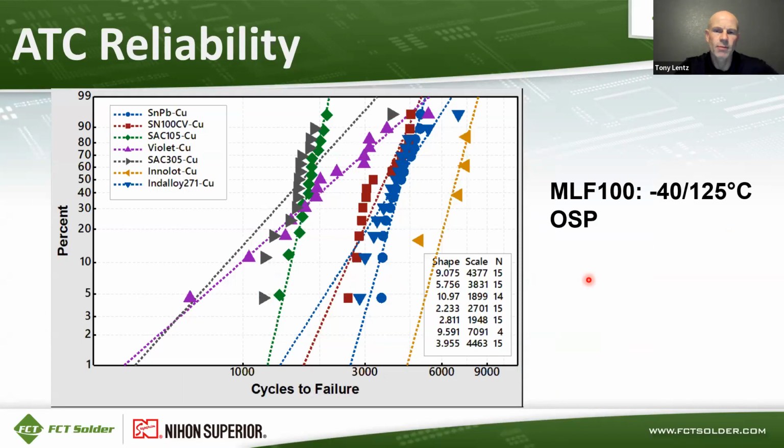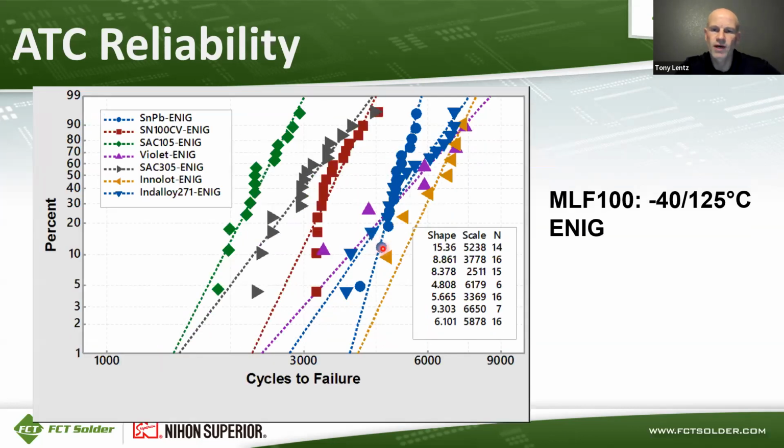Here is the data for the MLF 100 from a -40 to 125 C temperature range on the OSP surface finish. And you can see the characteristic life of these golden triangles is the highest, and that happens to be Inolot. And then below that are the blue circles and the blue triangles, which are tin lead. So tin lead came in below Inolot, and then everything else was below tin lead. Indalloy 271 was close to that, as well as S100CV. Those are the red squares. So S100CV was pretty close in life to tin lead.